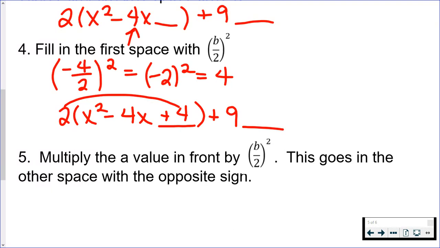So that's what I'm trying to explain in step 5. You're going to multiply that 2 by the 4. And then that is what's going to go in the second space, but you need to make sure you have the opposite sign, because whatever I'm putting into it, I need to also take back out at the end.